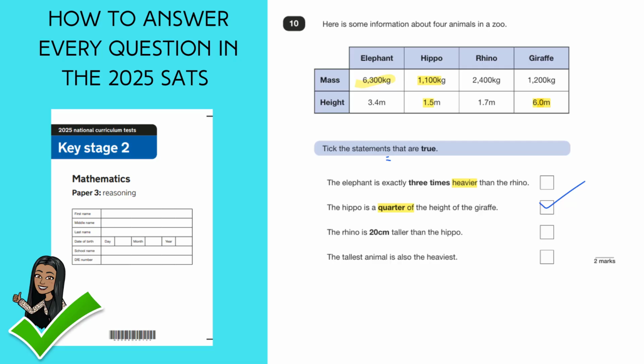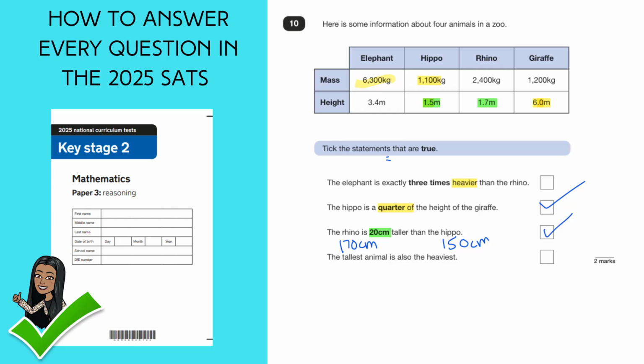The rhino is 20 centimeters taller than the hippo. So we're looking at height again. So we've got rhino and hippo, 20 centimeters taller. So got to do a bit of converting here. If we look at centimeters, the rhino is 170 centimeters, and the hippo 1.5 is 150 centimeters. So you've got to do a bit of converting here, and then you can see that 170 is 20 more than 150, so that is correct.